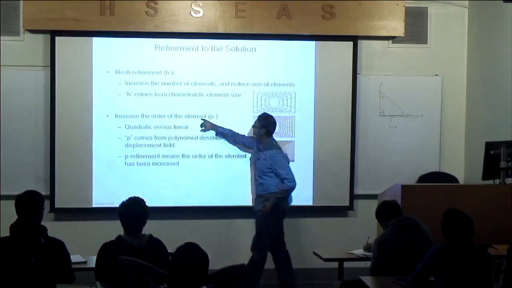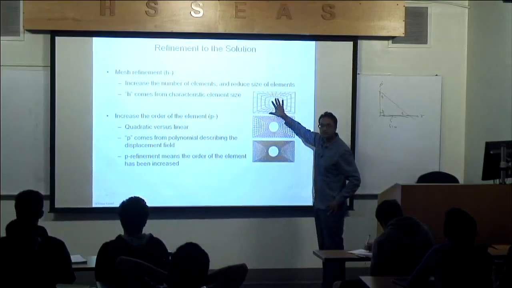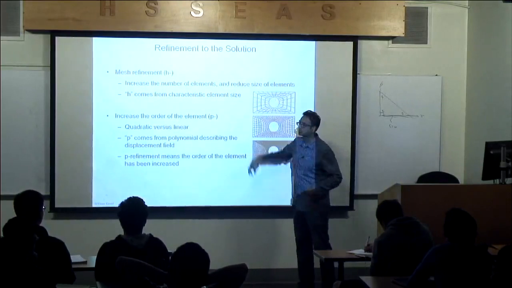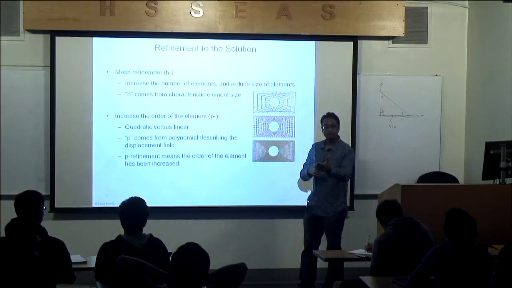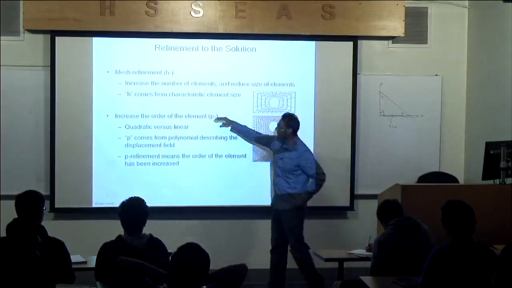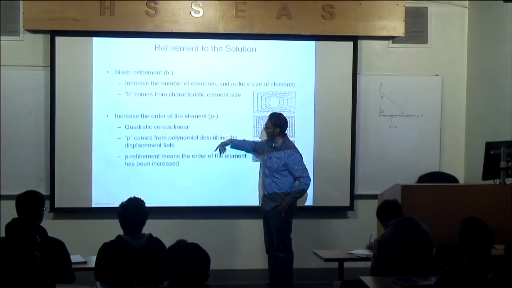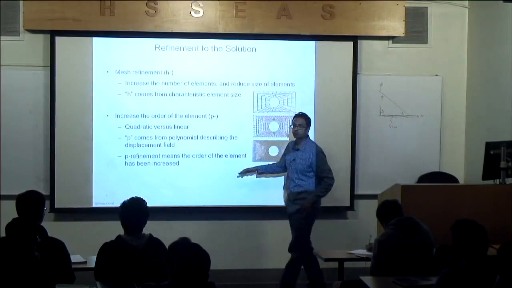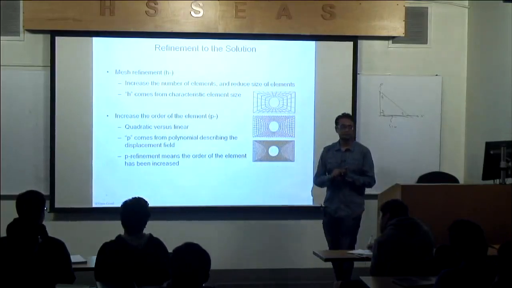P refinement is a situation where I say, okay, I don't want to increase the number of elements. I'm going to go from linear elements to quadratic elements. Suddenly, I have a better solution, right? I'm going to increase the accuracy of the solution. And that alone is called P refinement. In this case, we've increased the order of polynomial to describe the interpolation functions.